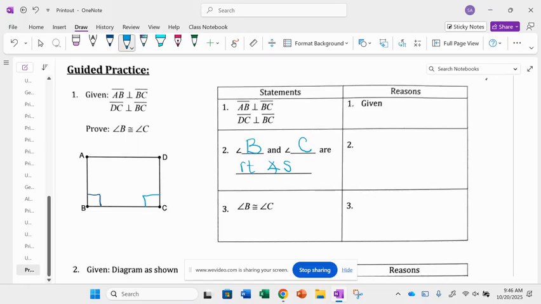Okay, so now we have to tell the reason. We have to tell the reader, how did we know this? How did we know angle B and angle C were right angles? You tell me, what part of the given told us that they were right angles? That it says they're perpendicular. So what we're going to say is def of perpendicular, and these are segments. So def of perpendicular segments.